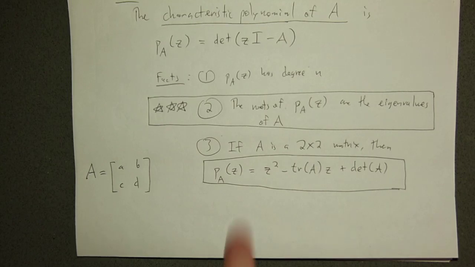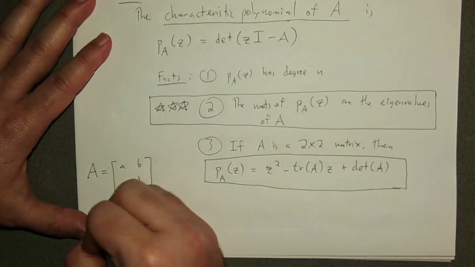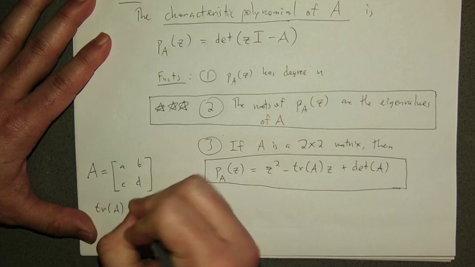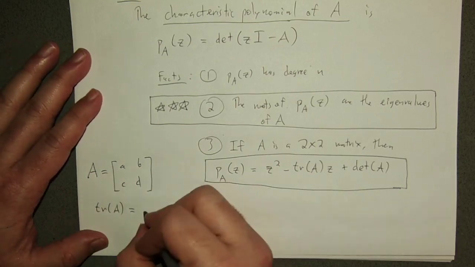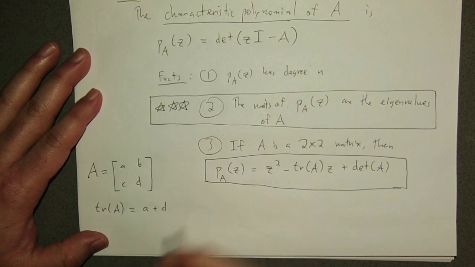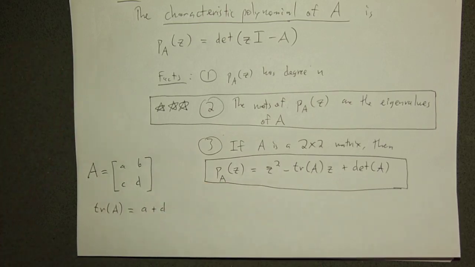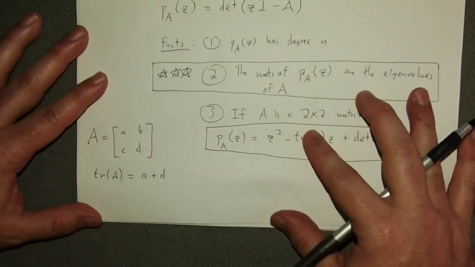Okay. Then the trace of A. The trace of a matrix is the sum of its diagonal entries. So the trace of a matrix A is A plus D. This is a 2x2 matrix here, but trace is defined for larger matrices. So if A was a 3x3 matrix, it would be the sum of the 3 entries along the diagonal.